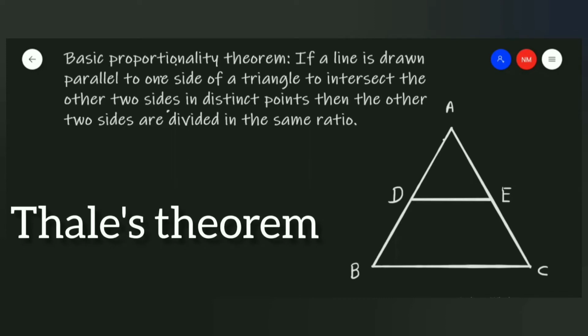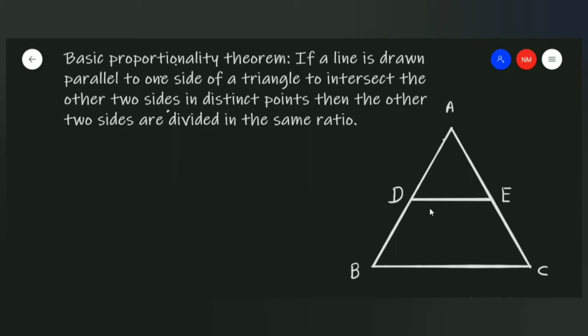According to Thales, if a line is drawn, this is the line DE, parallel to one side of a triangle, which intersects the other two sides, here, these are the other two sides, in two distinct points, then the other two sides are divided in the same ratio.